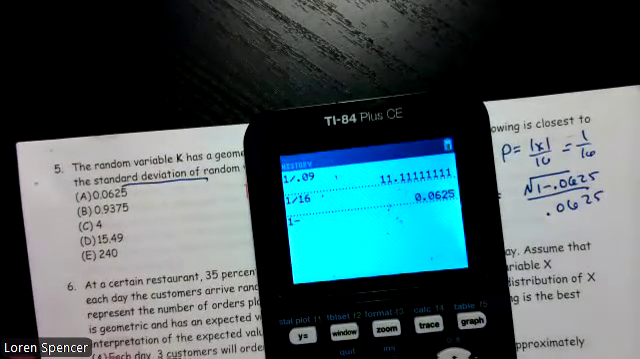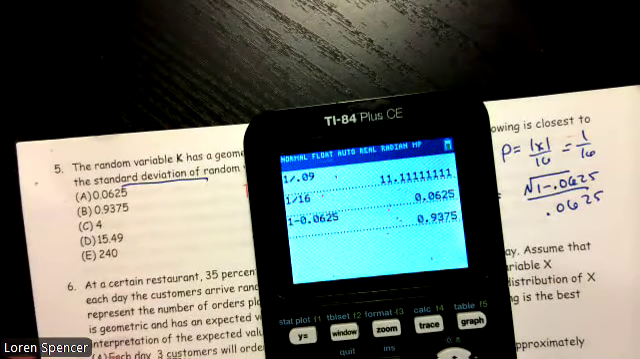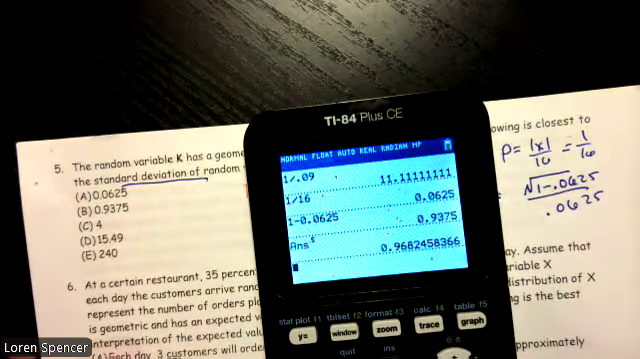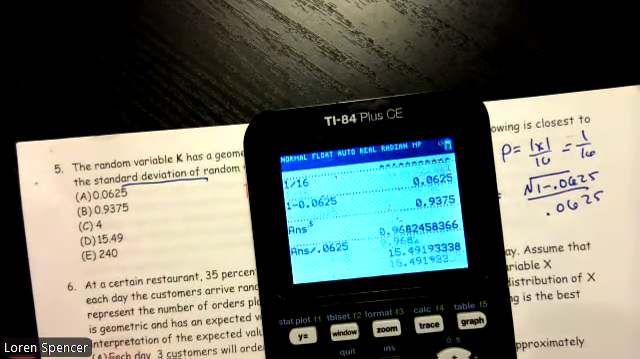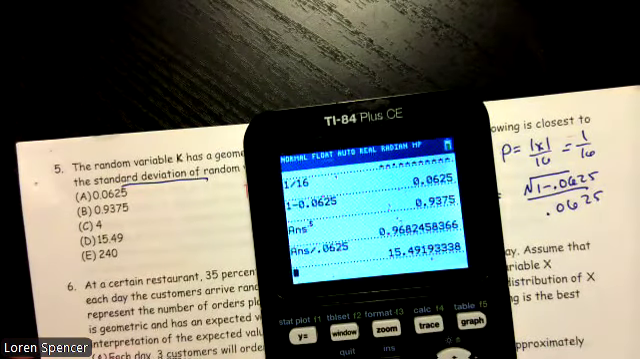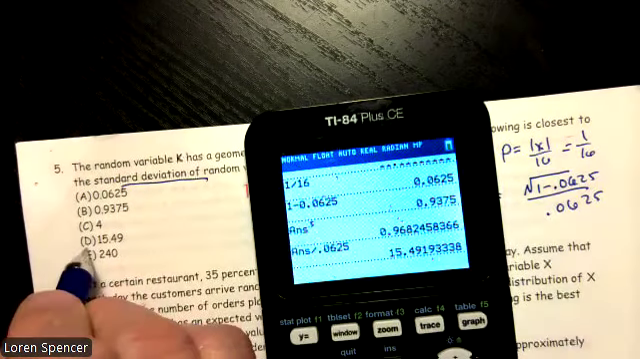1 minus 0.0625. I've got to take the square root of that, so I'm going to just raise it to the half power. Now I have to divide it by 0.0625. When I do that, I end up getting 15.49. So that's my answer for that one, D.